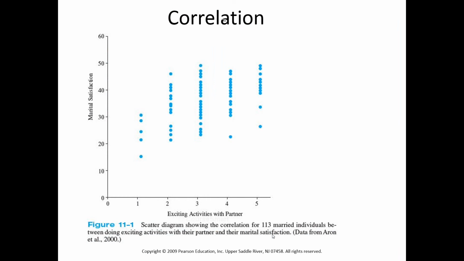Okay, the other topic which I wanted to cover, which is often used in neuroscience, is correlations. So here we have this example of correlations of two variables. Let's say that here we are measuring satisfaction from marriage, and here how many exciting activities partners are doing. As you can see, the more exciting activities partners do together, the higher the satisfaction from marriage.